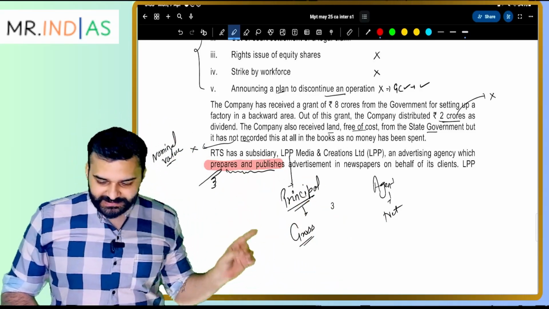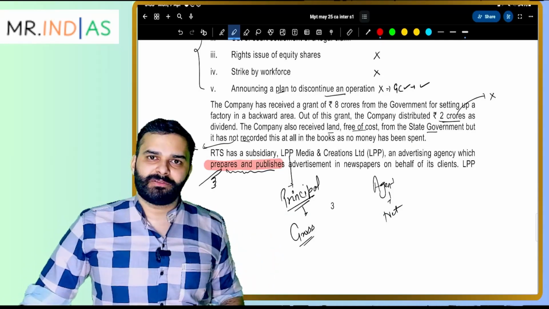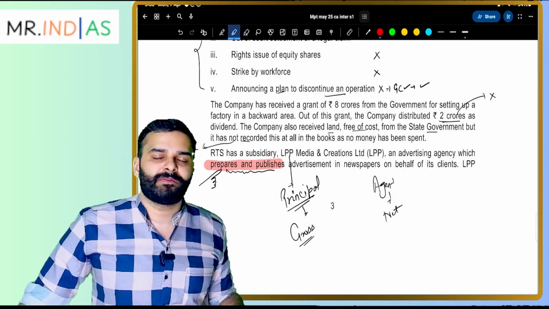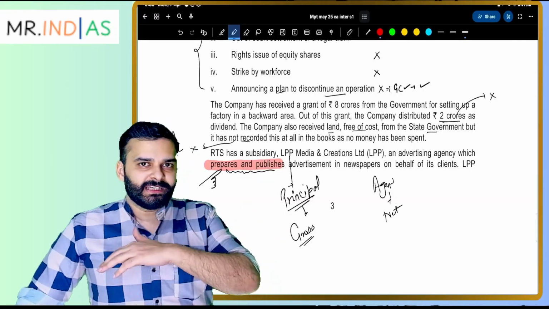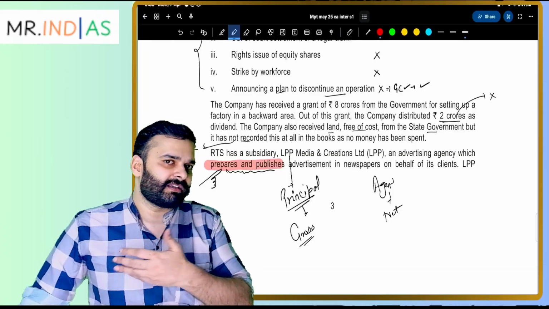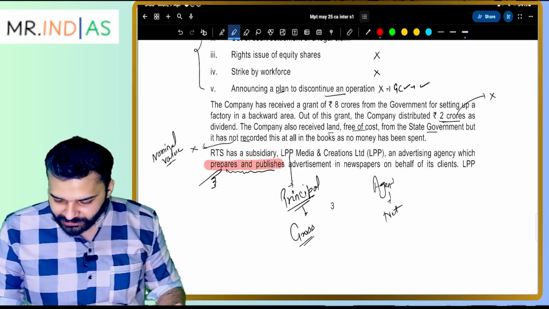In the same scenario here, LPP Media prepares and publishes advertisements in different newspapers. Let's say I go to LPP Media and advertise my coaching center in different newspapers. LPP Media prepares the pamphlets and other things and publishes them in various newspapers, so that you guys can reach me.